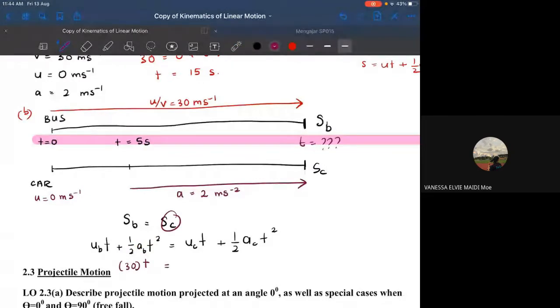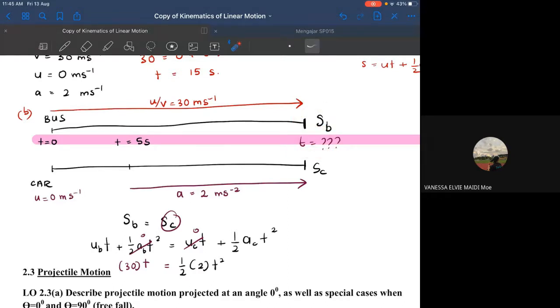So now we are talking about the car. We know the initial speed of the car is 0, so this one will be 0 as well. So what remains is the one at the back, which is half. The acceleration of the car is 2 meter per second squared, so this is 2. Again we don't know the time, because we don't know the distance and the time when they are level.